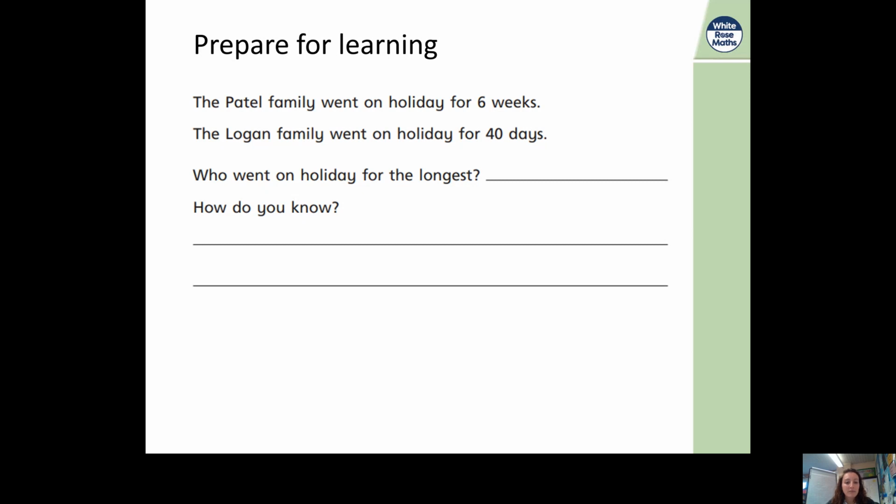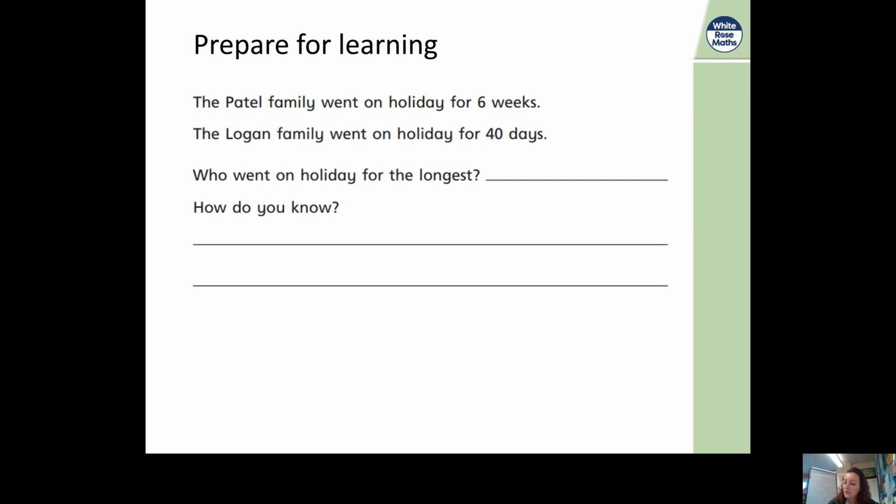Let's look at it together. So we know the Patel family went on holiday for 6 weeks and the Logan family went on holiday for 40 days. Now it's really hard to compare those two because we are looking at weeks and we are looking at days. So first we need to work out how many days are in 6 weeks. Now we know that in 1 week there are 7 days. So we need to multiply the number of weeks, which is 6, by the number of days, 7.